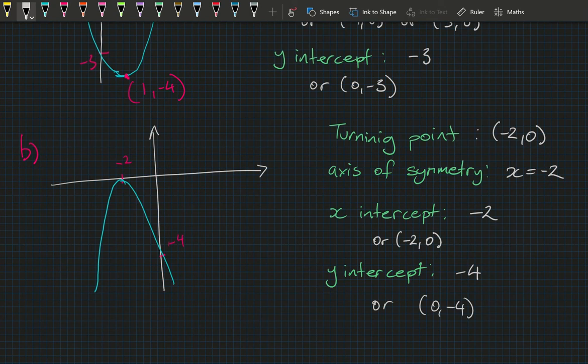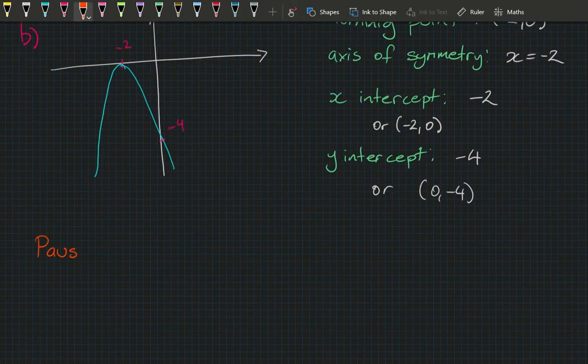It's just finding some things on the graphs, knowing which one is a turning point and which one is an intercept, etc. So just pause the video now and you can quickly get through question 1 in the new book or question 3 in the old book. And then we'll see you in the next section.